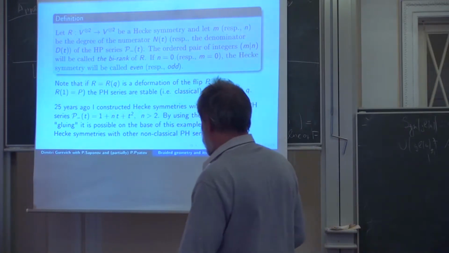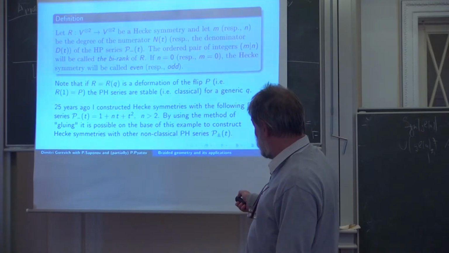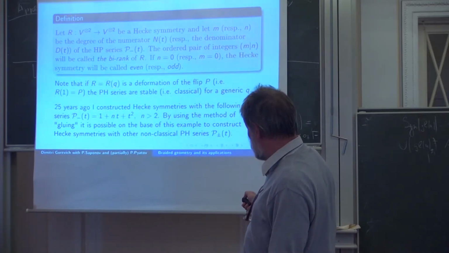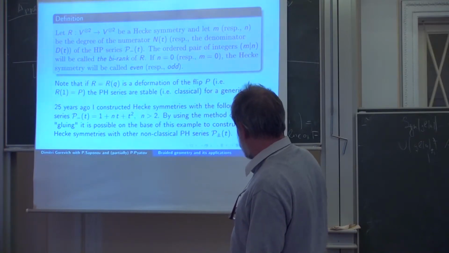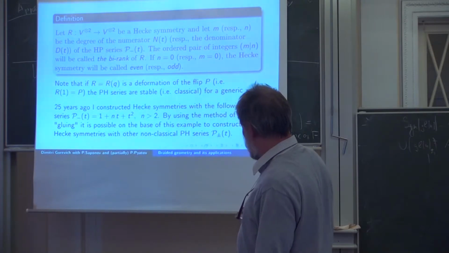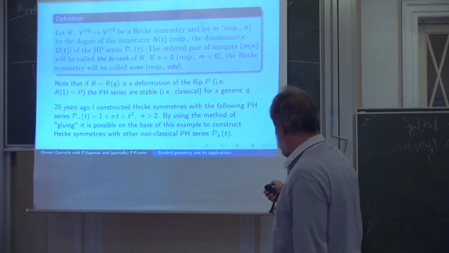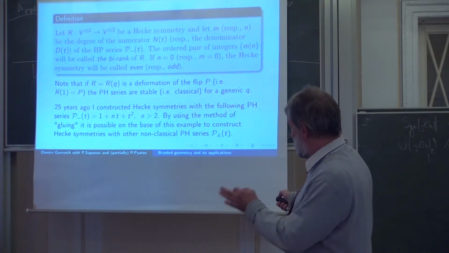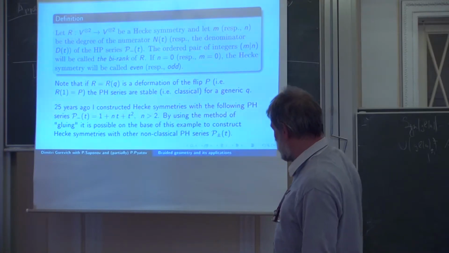In general, if we have the following situation, we have a family of Hecke symmetry depending on a parameter Q, which is a deformation of the usual flip. I state that for generic Q, Poincare series are stable. So if we have a deformation situation, we have the same Poincare series. The Poincare series doesn't change for generic Q, of course.